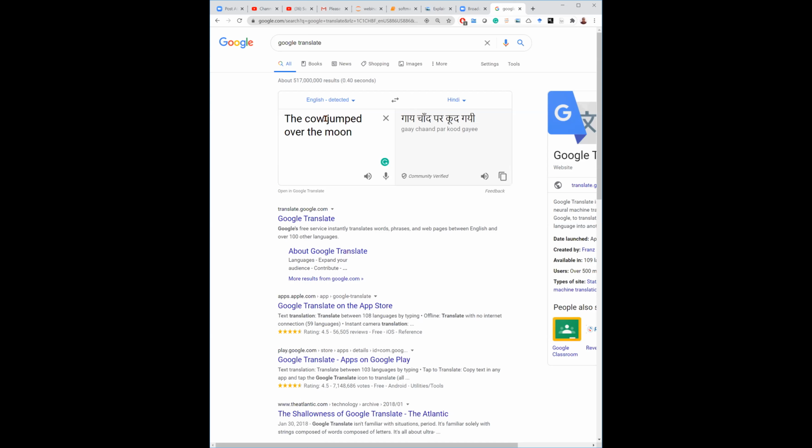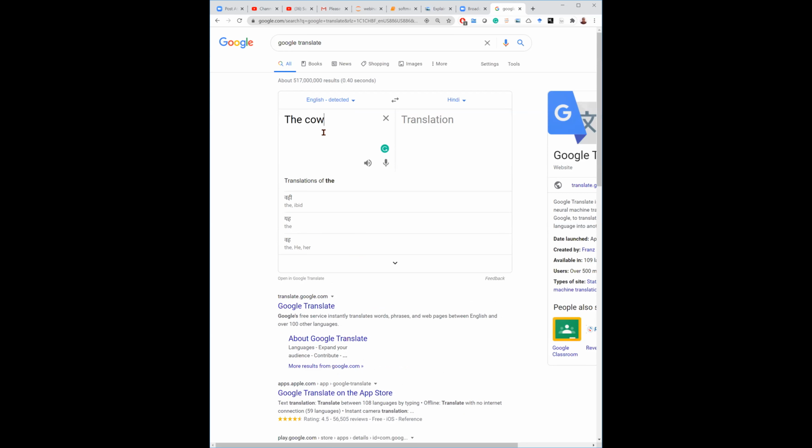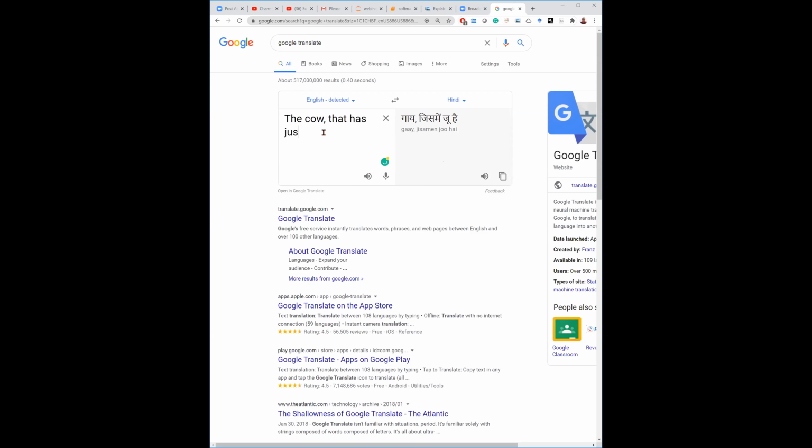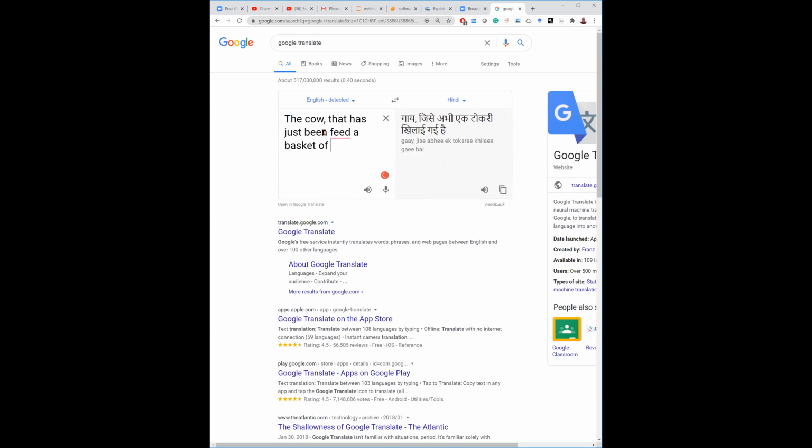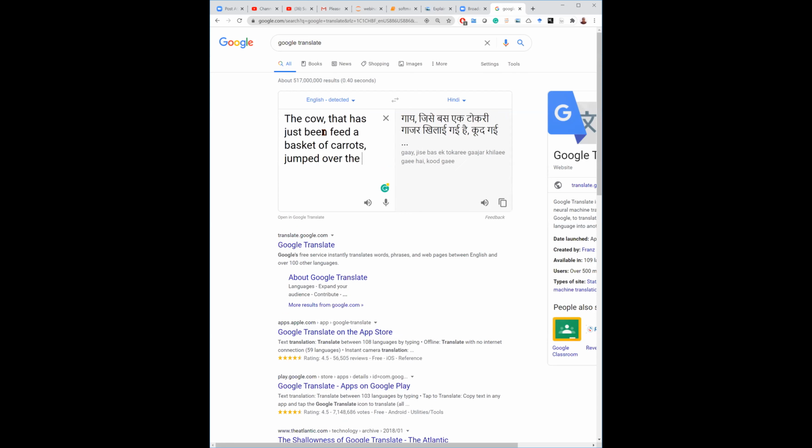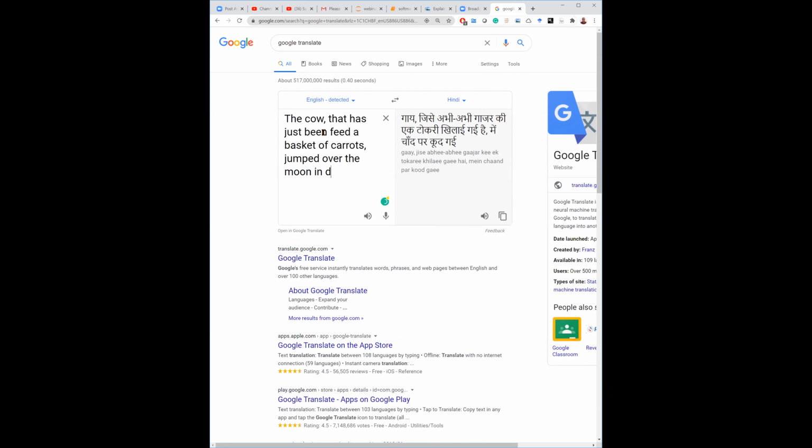And now you can try to confuse it. You can try things that would be hard. The cow had just been fed a basket of carrots. Moon and light. Let's try that.